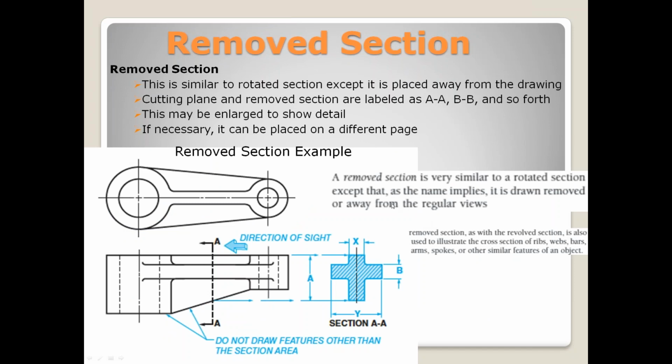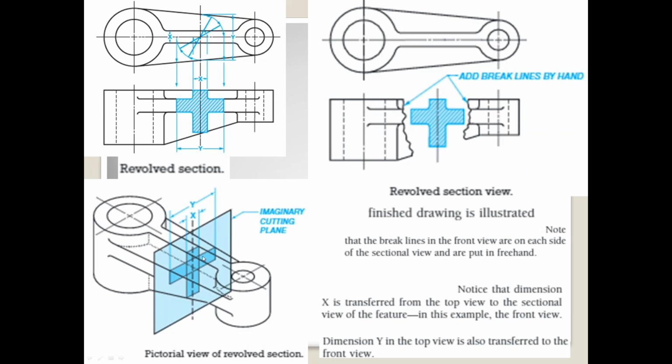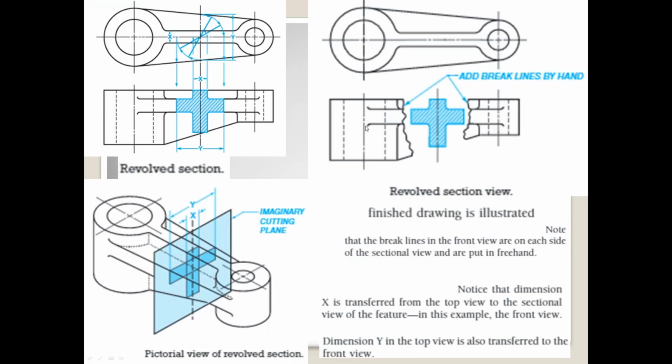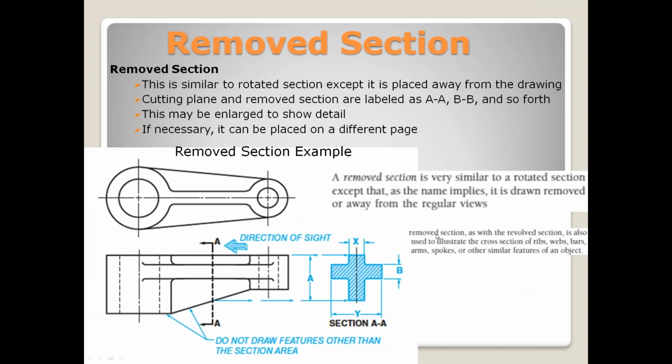Removed section. Removed section. This is similar to rotated section, except it's placed away from the drawing. As you can see here, this is a revolved or rotated section. You would just use your hand and break this line and show the section of this portion here. But then if you want to remove the section, you can. You don't want to show this section here. In that case, you're going to show this removed section.